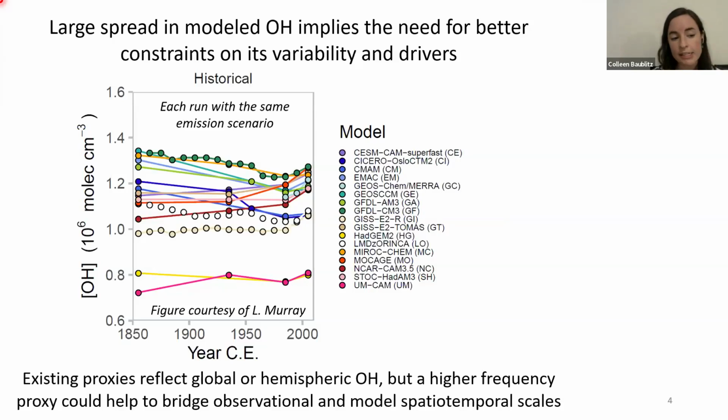At present, existing proxies for OH reflect its global or hemispheric variability, but it would be helpful to have a higher frequency proxy towards bridging the relatively fine resolution observational constraints that we have for our global models, which are generally simulating much larger spatiotemporal scales.